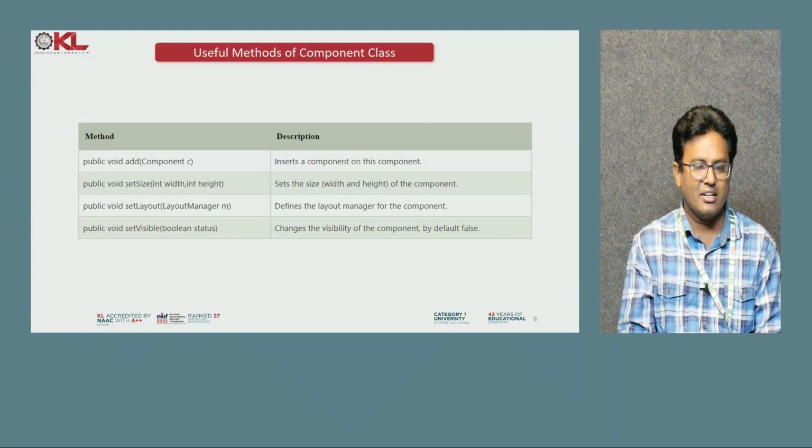So in order to add various components to the existing container, you have to use the add method. That is the main purpose of the add method. Next, set size. It has two parameters, width and height. So you can set a particular component's size. Suppose if you take the button, what is its width and height, you can decide by passing these two parameters with the support of the set size method.